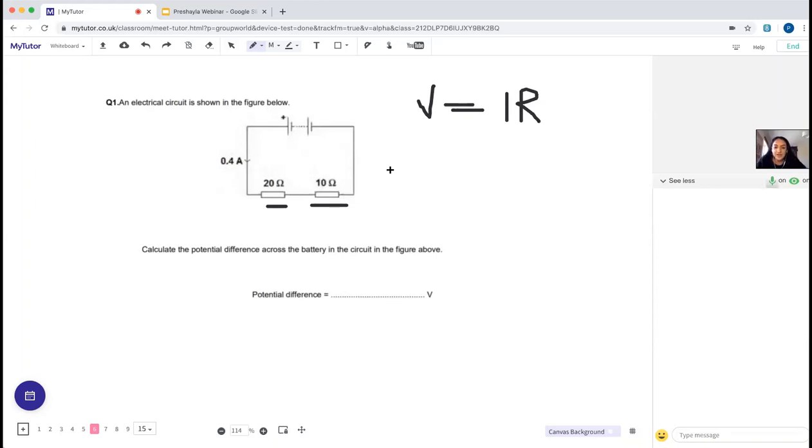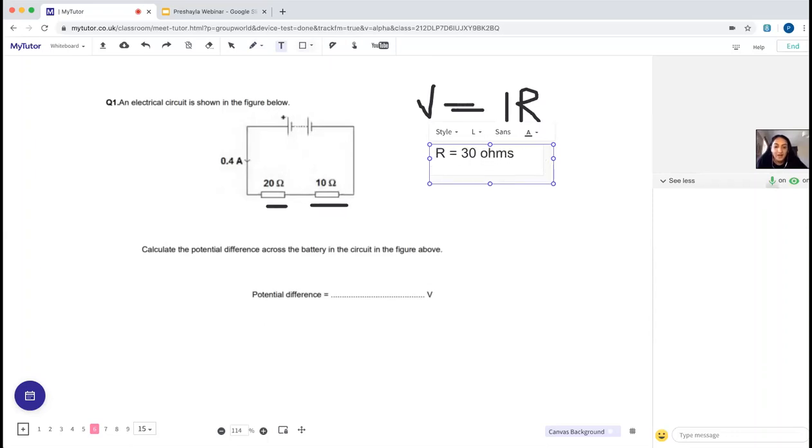Okay, so it looks like a few of you have started to work that out, which is really great. So the total resistance is 30 ohms. We just add the resistance of resistor 1, which is 20, and the resistance of resistor 2, which is 10. So 20 plus 10 is 30. So our total resistance is 30 ohms.